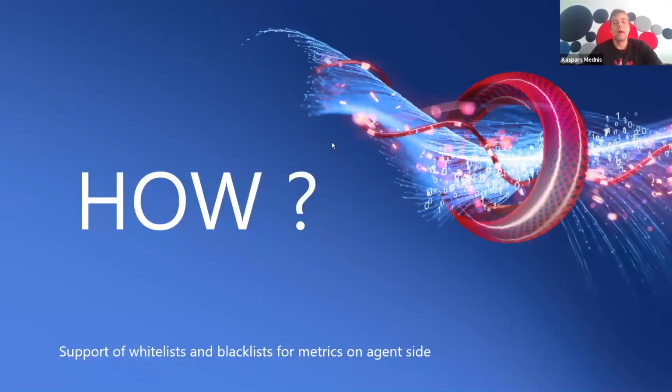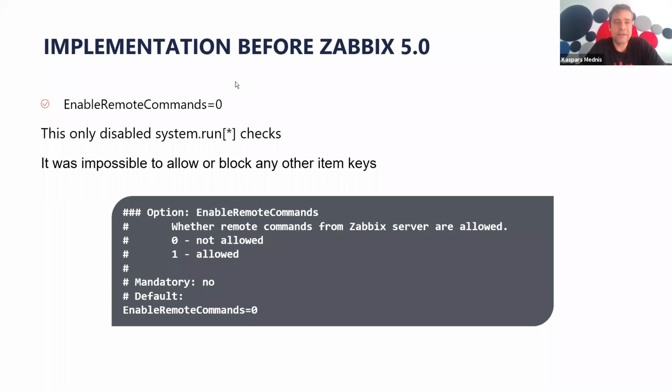And how? Zabbix 5 introduced a new feature called blacklists and whitelists. Previously, before Zabbix 5, there was just one setting, enable remote commands 0, which of course disabled system run checks, but you just had the possibility to disable all system run checks, and you still did not have the possibility to disable access to files, access to log files, and any other item keys.